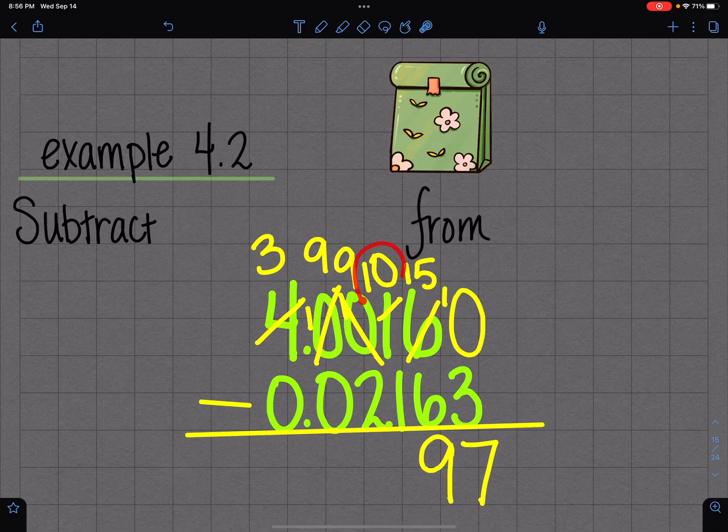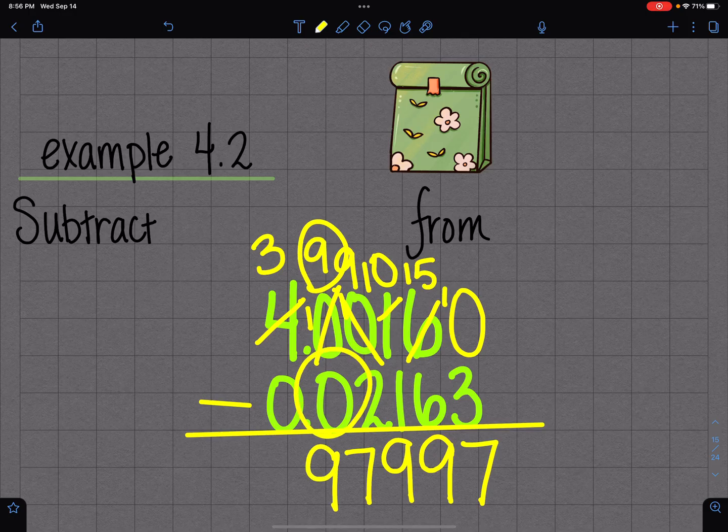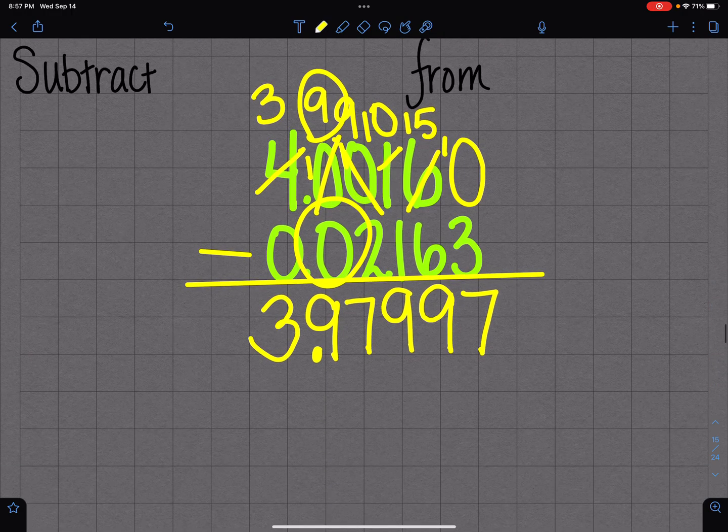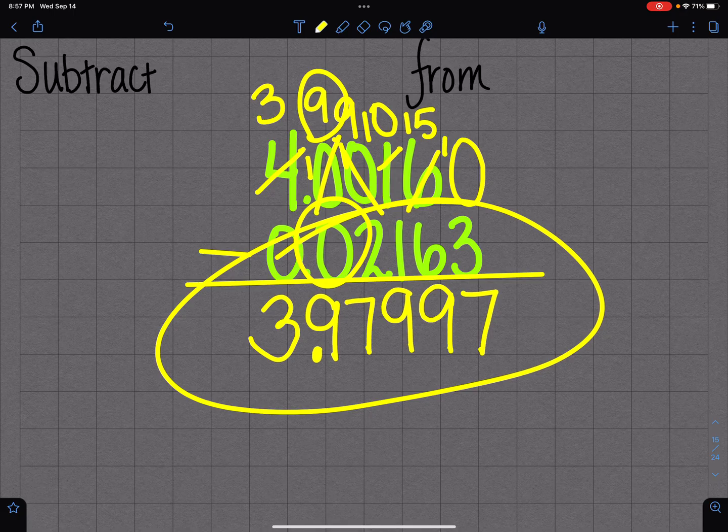So 10 now minus 1 is going to be 9. And now we should not have to borrow again, because we did our maximum amount of borrowing. So 9 minus 2 is going to be 7. 9 minus 0 is going to be 9. We bring that decimal down. And we have 3 minus 0, which is 3. And if I did this correctly, I should get the same answer as the book. And it looks like I did. So bam, easy, we got it.